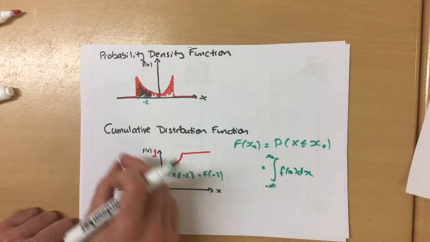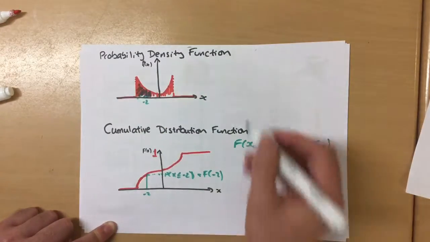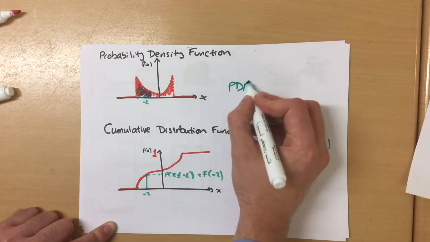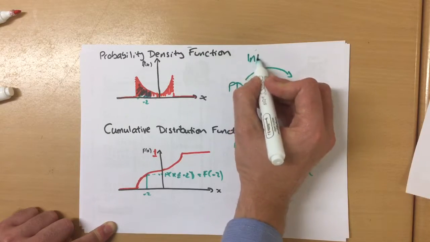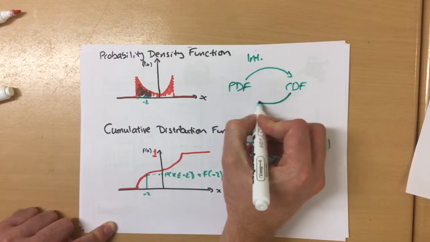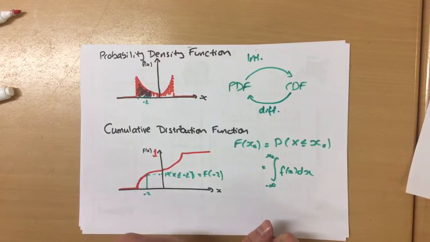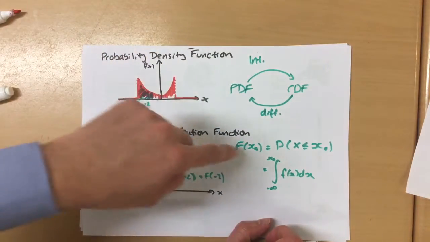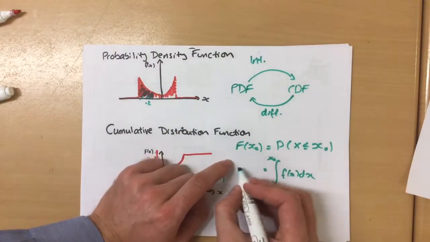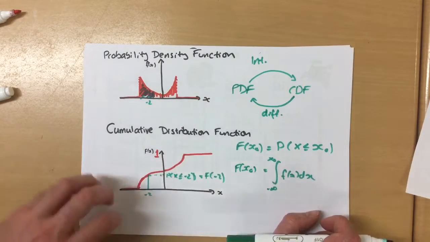So we find our cumulative distribution function by integrating our probability density function, to go from a PDF to a CDF through integration. And obviously conversely, you can work backwards by differentiating. So to get from this graph to this graph, you integrate this function to give you this one. So this function is what results from integrating this one.